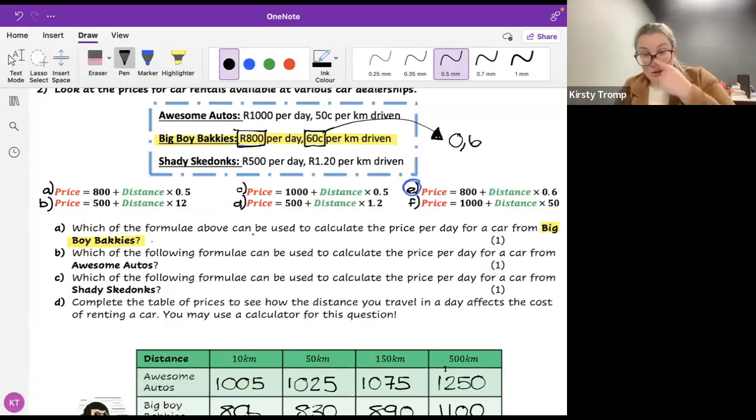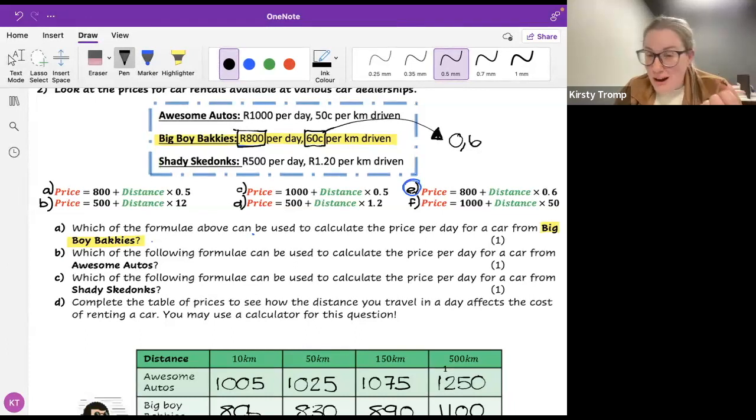So for the day, what's going to happen? For the day, they're going to say, okay, thank you very much. Pay us 800 Rand plus how many kilometers did you drive today? Let's say you drove 100 kilometers times 0.6. Do you agree? Yes, ma'am.